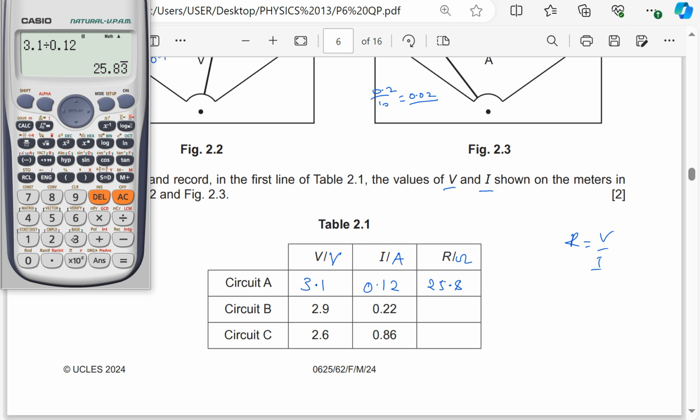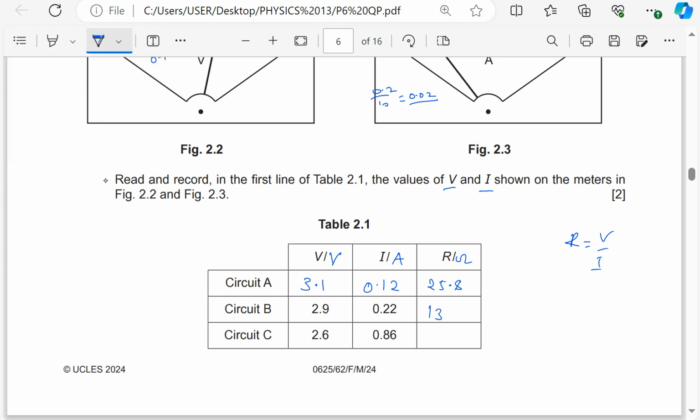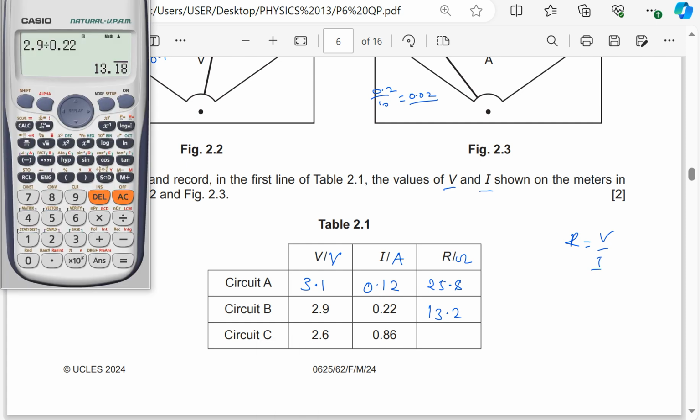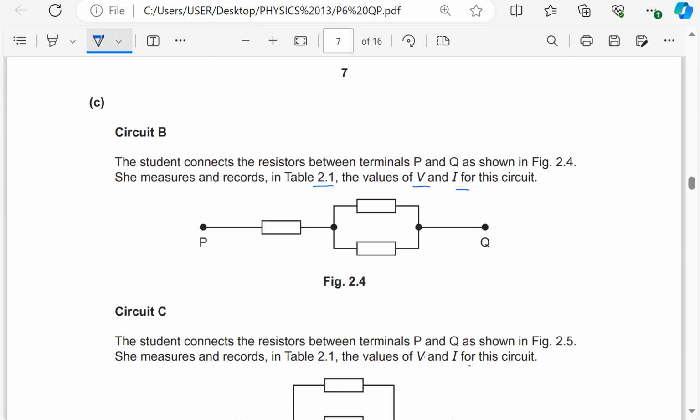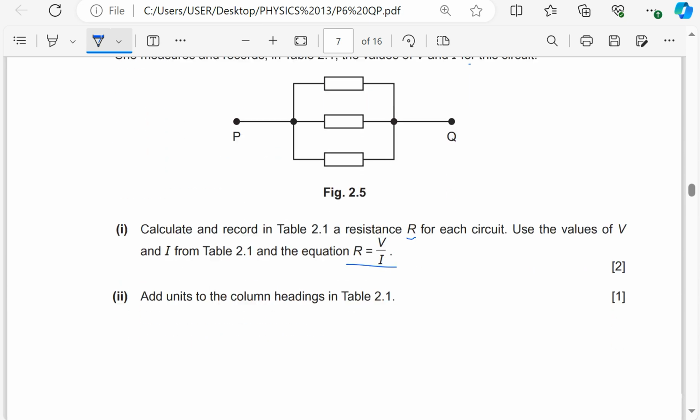The next one is going to be 2.9 divided by 0.22. So that is 13.2. Round off correctly. Then 2.6 divided by 0.86. So this is going to be 3.02 ohms. So there's consistency here for three significant figures. Okay, circuit B, we have finished this page.